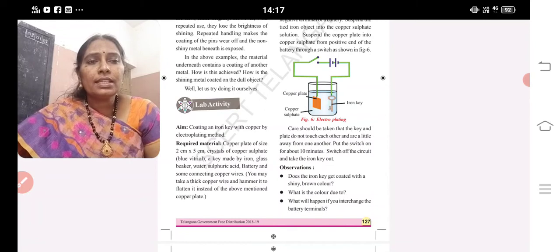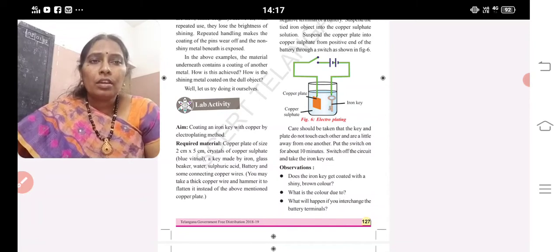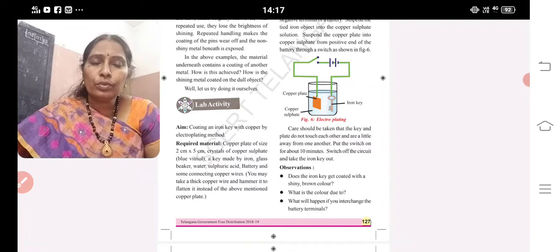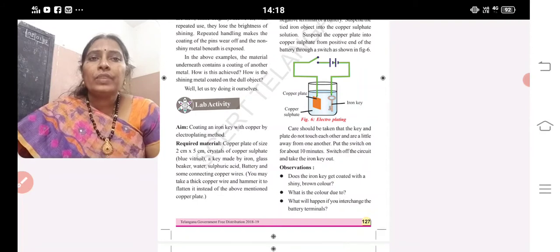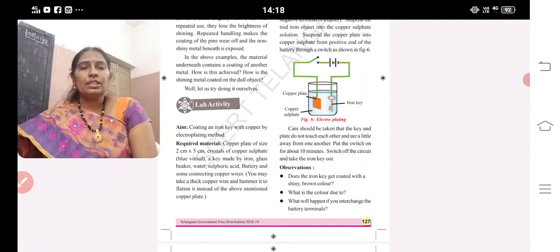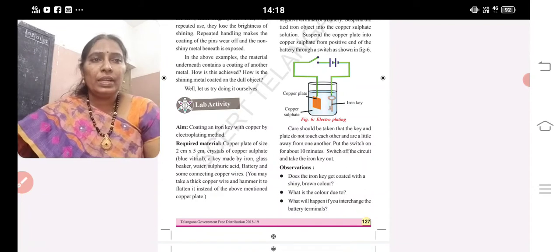You can see figure 6 where the beaker is filled with copper sulfate, and 2 metal plates are inserted, one a copper plate and the other the iron key which you are going to coat with copper, and connecting wires and a battery are connected. This is how we make the electric circuit for electroplating. Coating one metal with another metal is said to be electroplating. Why do we coat? To give a good shine, we coat a cheap metal with a costly metal. This process is known as electroplating.